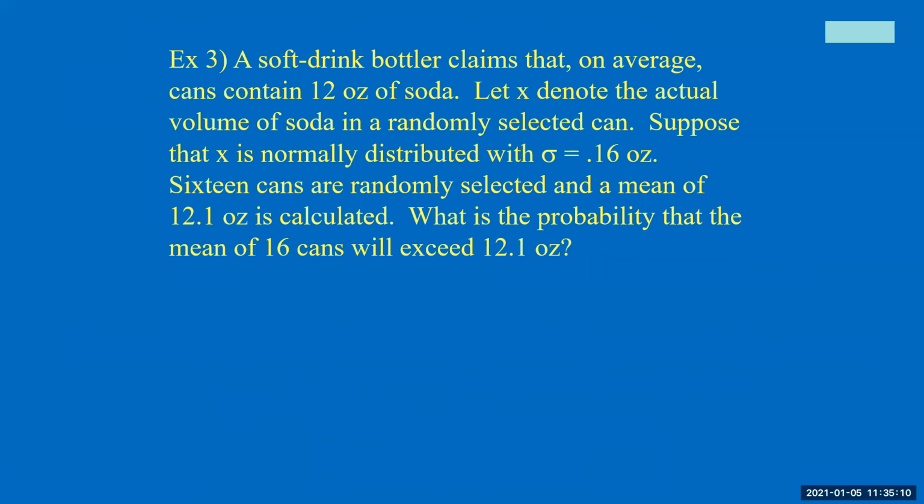So again, we're not dealing with a single can, we're dealing with 16 cans. First we need to find the corresponding z-score. The z-score is x minus the mean, so 12.1 minus 12, divided by our standard deviation, which is 0.16, divided by, again, we're taking a sample size n equals 16, so divided by the square root of 16. Crunch the numbers, we should get a z-score of 2.5.